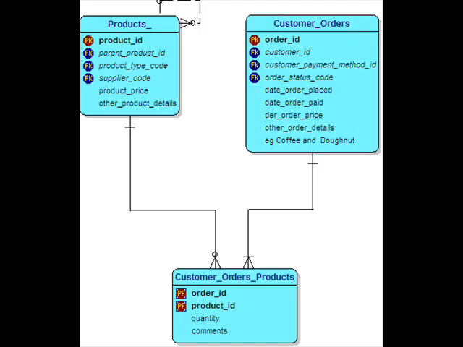The line showing the relationship between customer orders and customer orders products shows a short horizontal line at each end. This indicates that every order must contain at least one product as a record in the customer orders products table. It also indicates that every order ID in the customer orders products table must match an order ID in the customer orders table. In other words, it must correspond to a valid order.